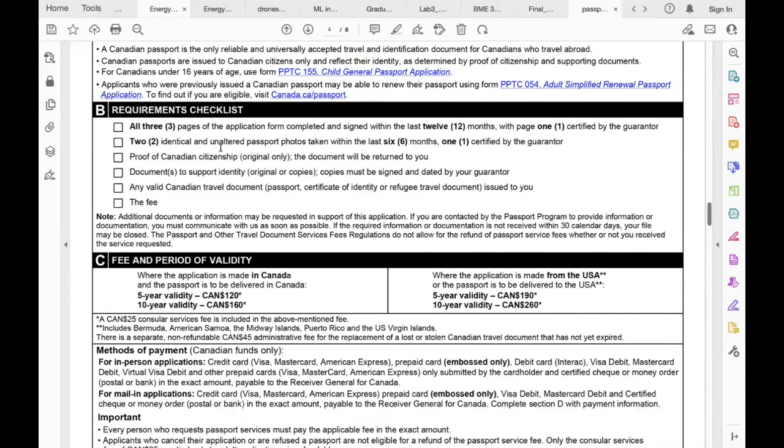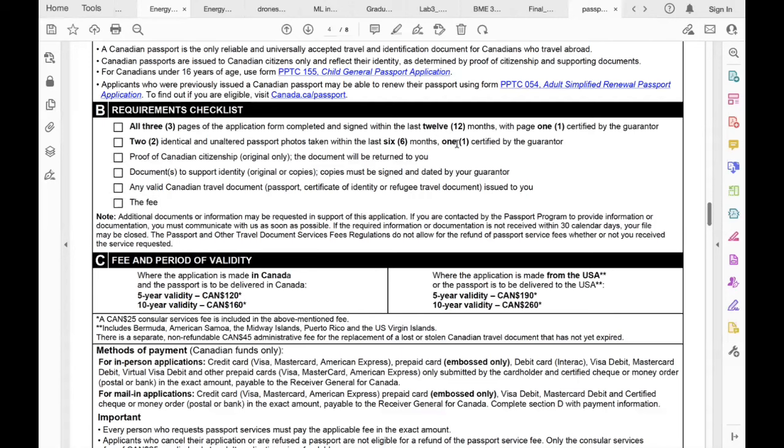Requirement checklist. First, you need to sign the 3 pages of the completed application form, and you have to sign them within 12 months of filling out this application. Page number 1 must be certified by the guarantor, like we discussed earlier. Then you need 2 identical and unaltered passport size photos taken within the last 6 months, and one of them must be certified by the guarantor.